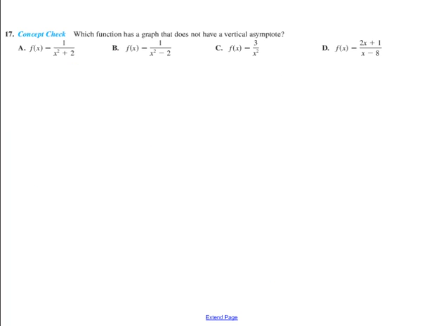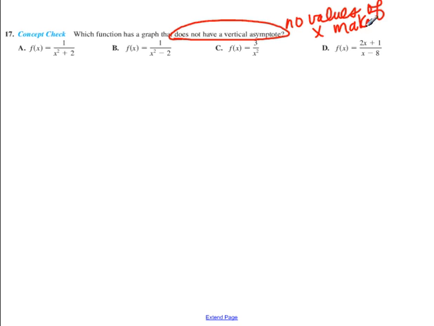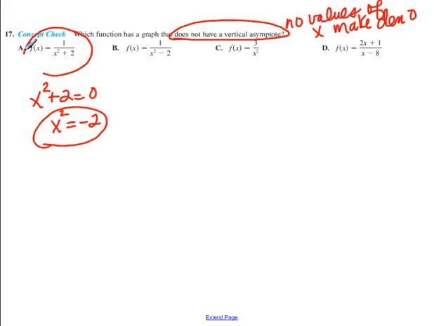And the last thing we'll end with, which function has a graph that does not have a vertical asymptote? So does not have a vertical asymptote means that there's no values of x that make the denominator 0. So let's look at this. Is x squared plus 2 ever equal to 0? Well, that would mean that x squared has to be -2, but when we square a value of x, we only get a positive, not a negative. So that one actually would be the answer.